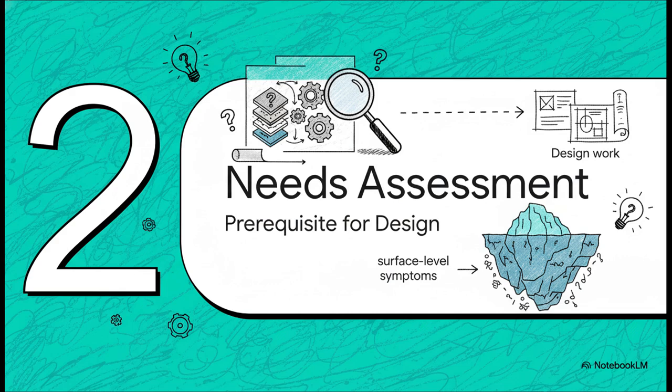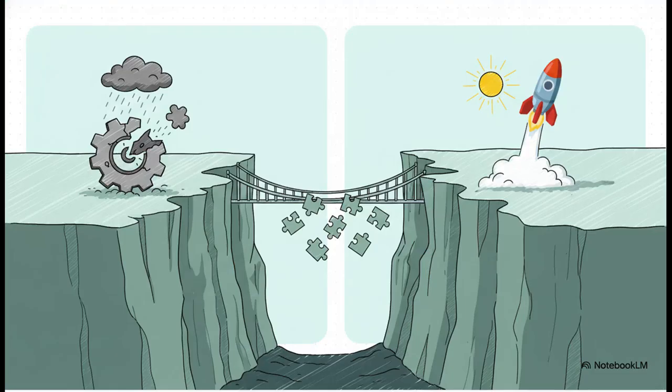Moving right along to Section 2, Rigorous Needs Assessment, the prerequisite for design. Now, here's what's actually really fascinating about identifying your organization's true needs. You have to force yourself to look past these surface-level symptoms. A rigorous needs assessment systematically evaluates the gap between your current state of affairs, what we call the as-is state, containing all your current deficiencies, and your desired to-be future state.